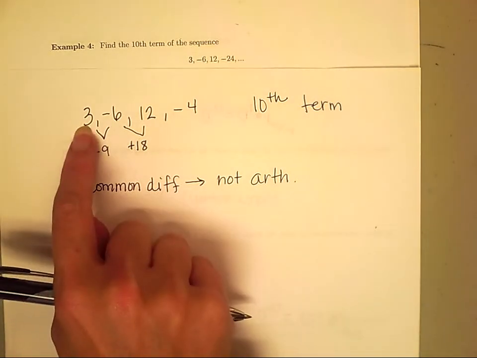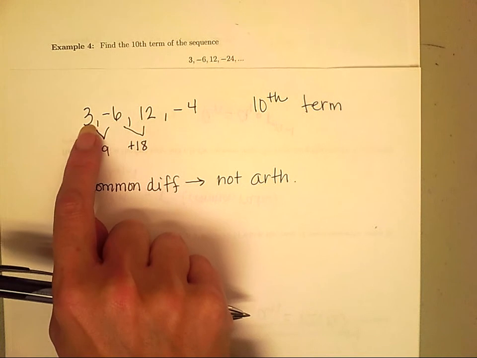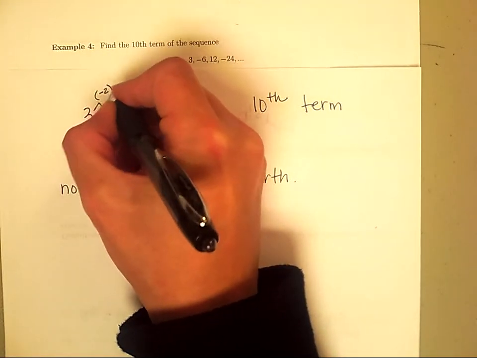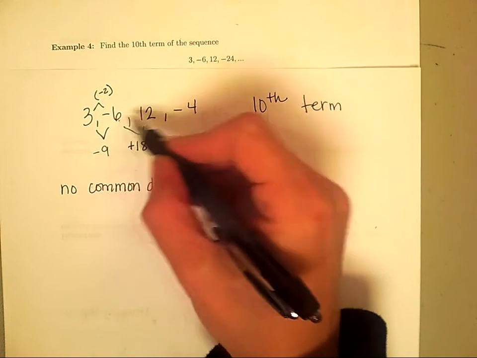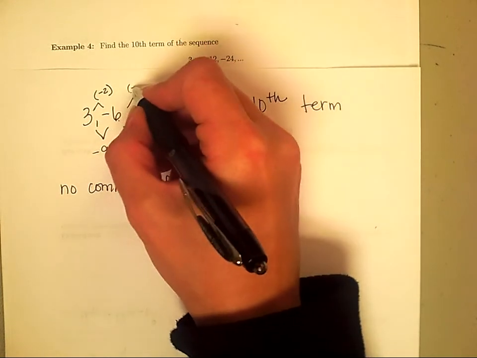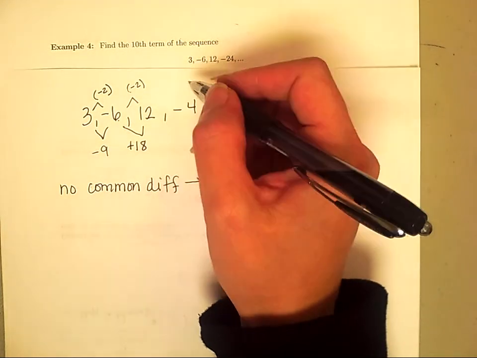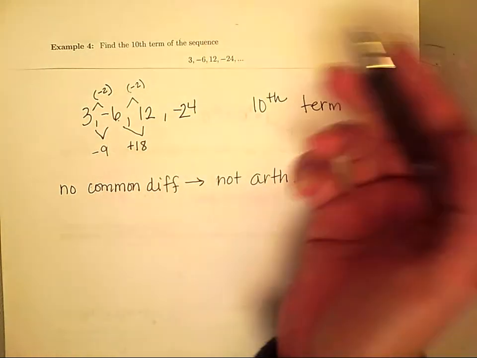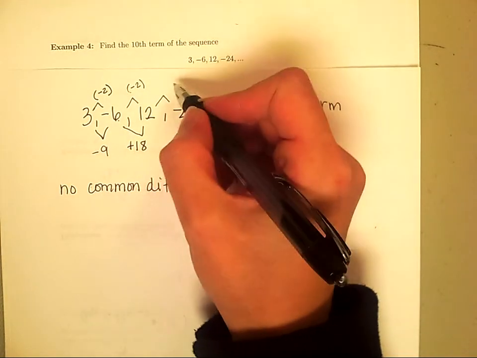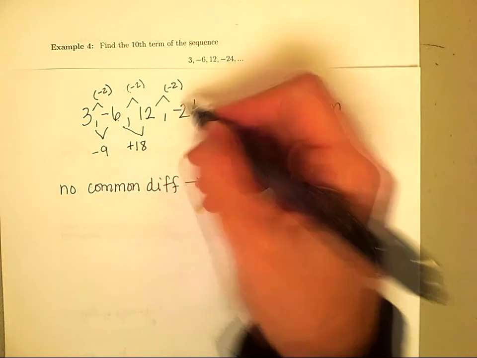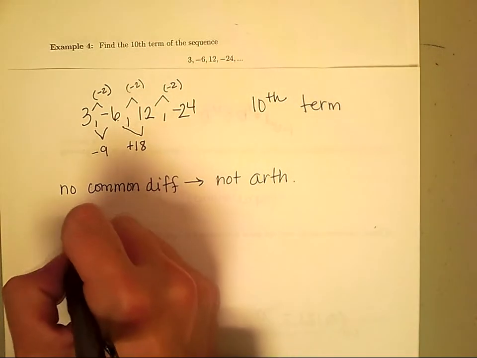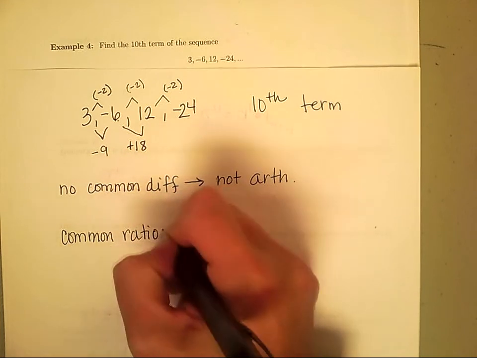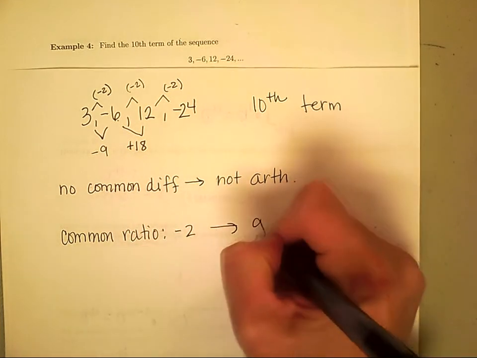Well, let's look and see here. Is it geometric? If I wanted to get from 3 to -6, I would need to multiply by -2. From -6 to +12, I would need to multiply by -2. I'm sorry, this should say -24. 12 times -2 would get us to -24. So there we have a common ratio of -2, and so this is geometric.